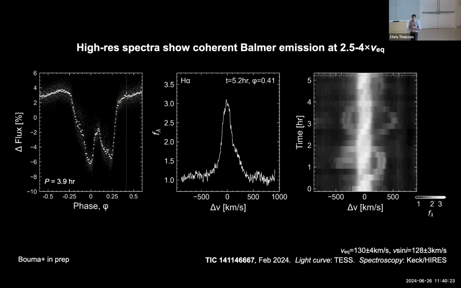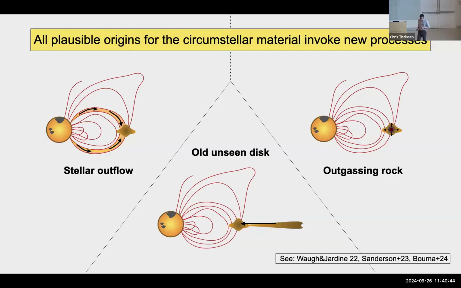Okay? And the semi-amplitude of the signal is about 300 kilometers per second for one of these, 500 kilometers per second for the other. Okay, that tells you that you have plasma moving around the star at up to 4 times the equatorial velocity in this case. Thank you.